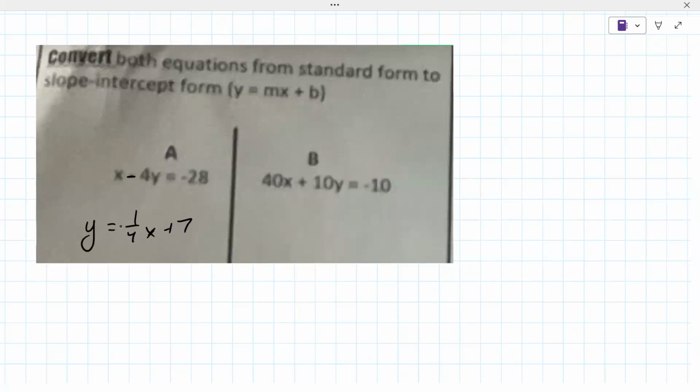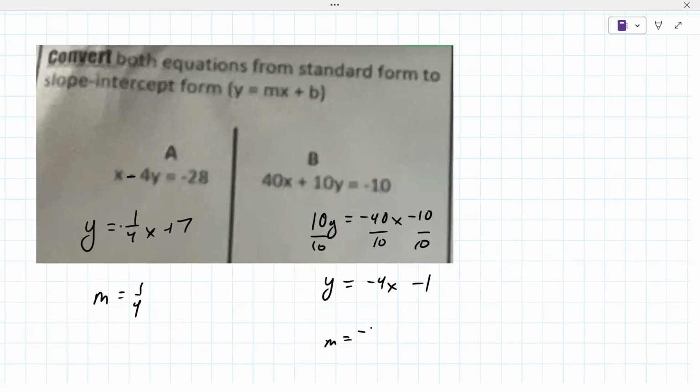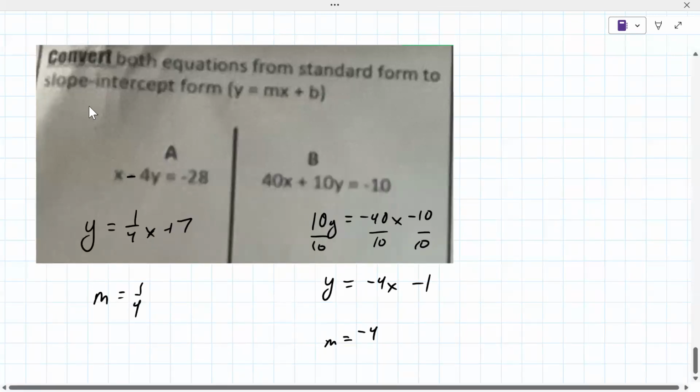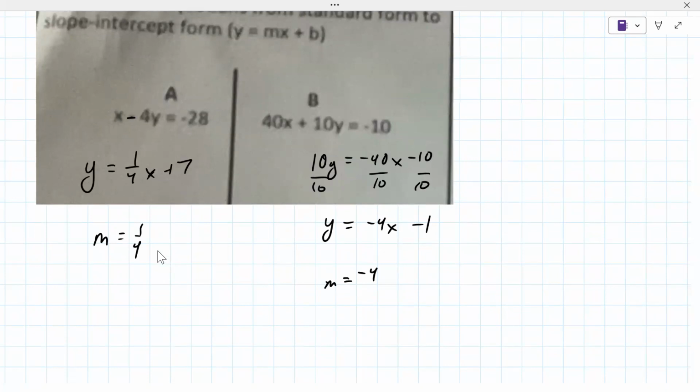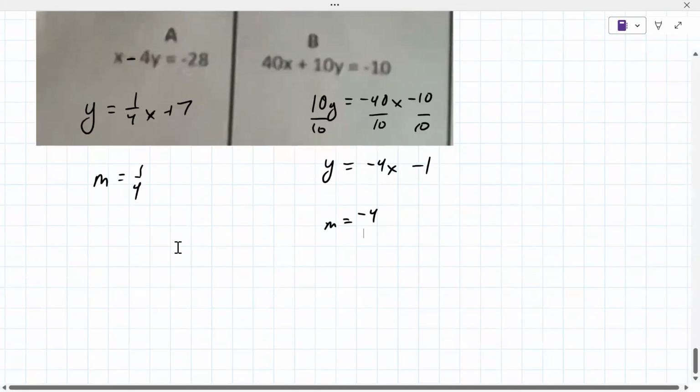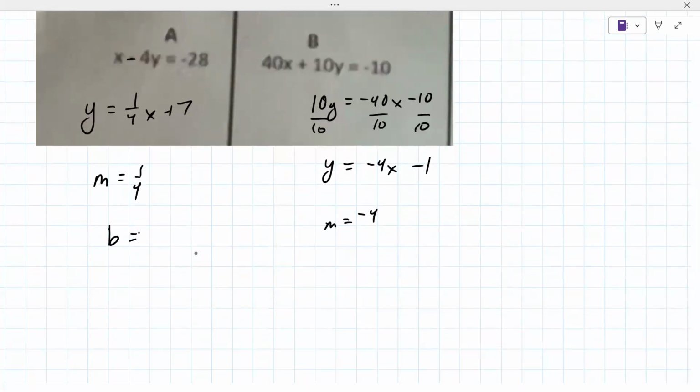The one on the right here ends up being 10y equals -40x minus 10. Divide by 10, divide by 10, divide by 10. Y equals -4x minus 1. The slope on the left is 1/4. The slope on the right is -4. How do those slopes relate? There are only two options on this one. Are those parallel or are they perpendicular? Perpendicular. Yeah. So that means they look like 90-degree angles when you graph them.